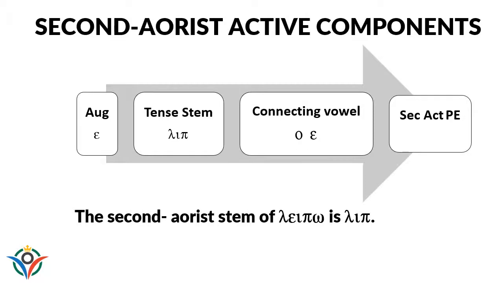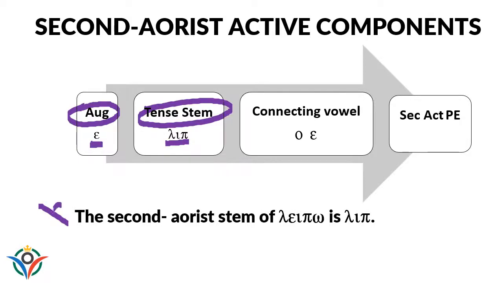The reason why I show you diagrams like this is because I'm a visual learner, and I'm sure some of you who are watching these videos are also visual learners. So let's zero in on this diagram together and look at the second aorist active components very quickly. We see that there's an augment, which is the epsilon once again. The tense stem is lip. And just a comment here, as I mentioned previously, the second aorist stem of lepo is lip.